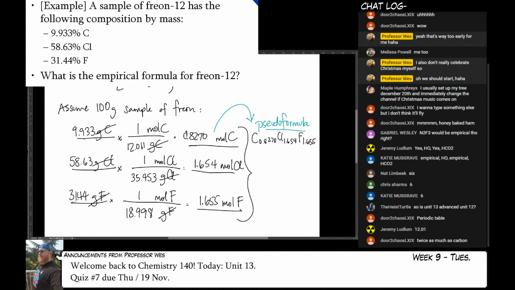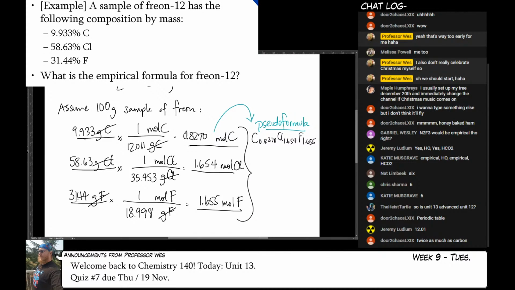So once you know the number of moles, you're going to then construct the pseudo formula. And you do that by just taking those numbers and writing them as if they were a formula. Because a formula is just the ratio of elements to each other, right? And so this is a ratio. It's just that these numbers don't really make sense for something that I could build. So I can't grab 0.827 of a carbon.